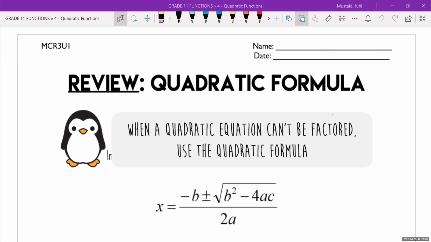So today's lesson is not just going to be a review. We are going to learn something brand new. But before we learn the brand new content, I wanted to go over the quadratic formula.